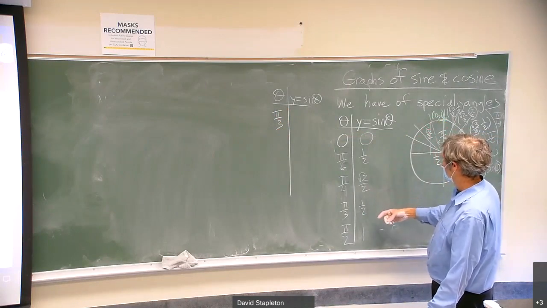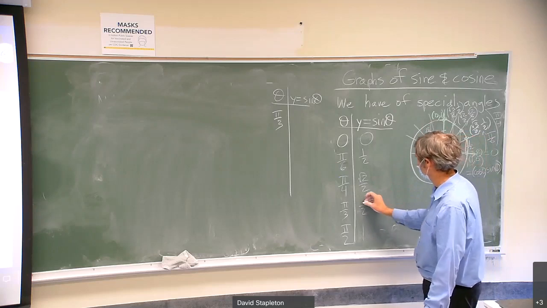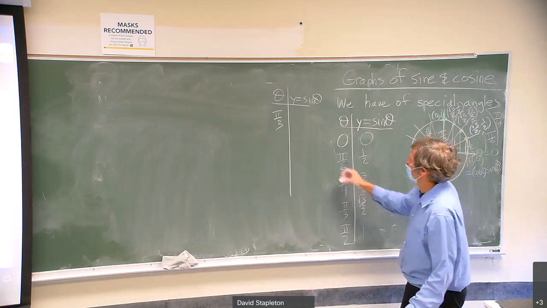Just, oops. This was square root 3 over 2. I didn't write it correctly. It's square root 3 over 2 again.